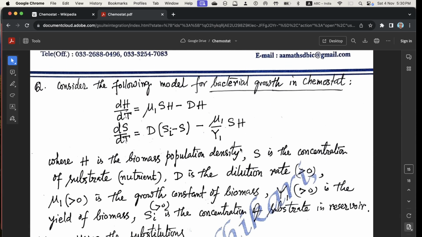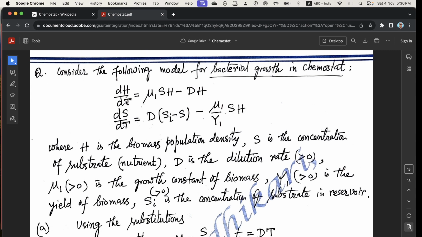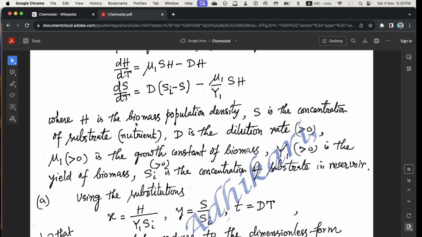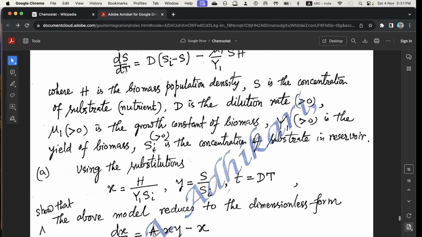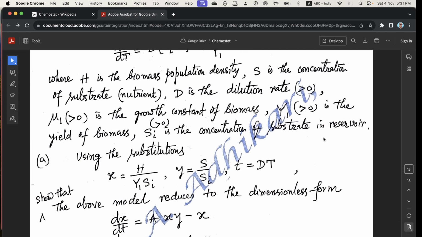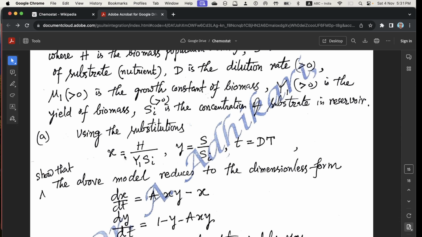Next question, consider the following model of bacterial growth in chemostat. dH dt equal to mu1 sH minus dH, dS dt equal to D bracket Si minus S minus mu1 by Y1 sH, where H is the biomass population density, S is the concentration of substrate nutrient, D is the dilution rate, a positive quantity, mu1 positive is the growth constant of biomass, capital Y1 positive quantity is the yield of biomass, and Si positive quantity is the concentration of the substrate in the reservoir.